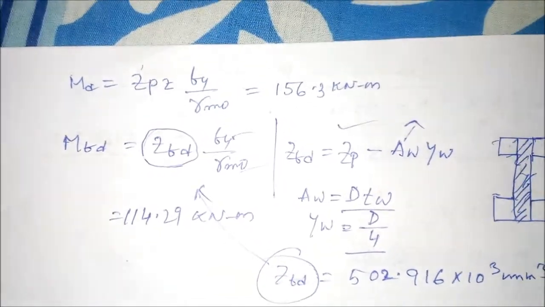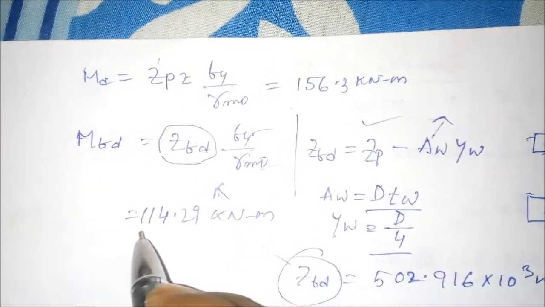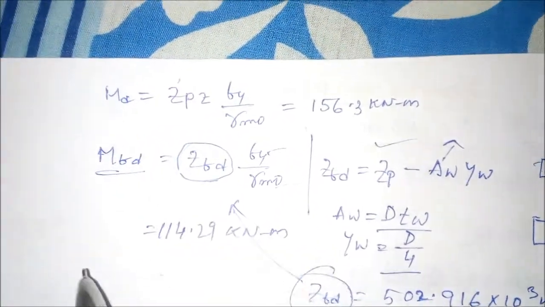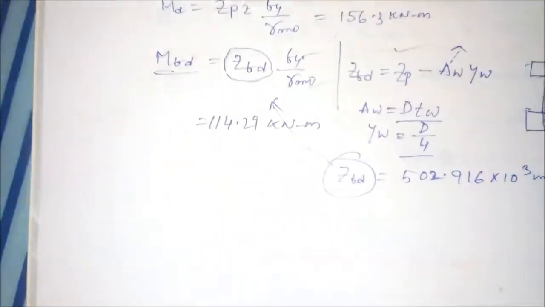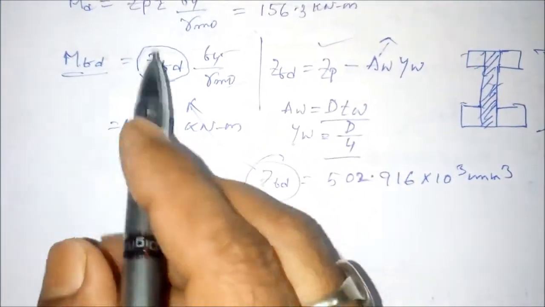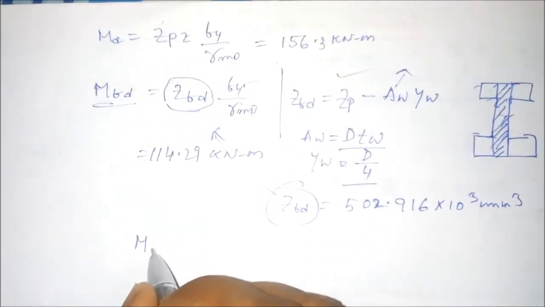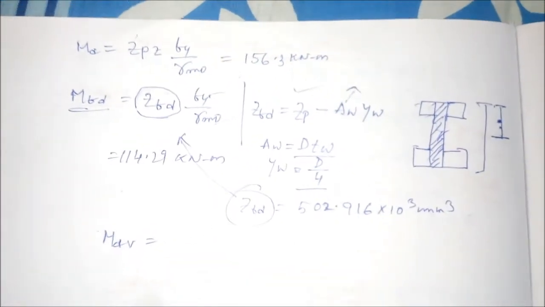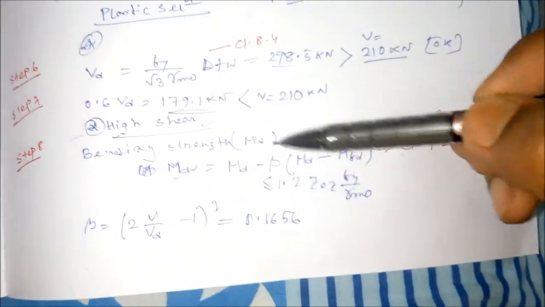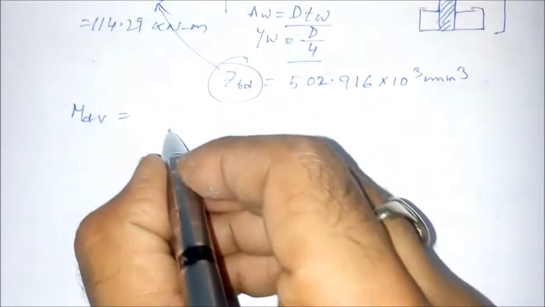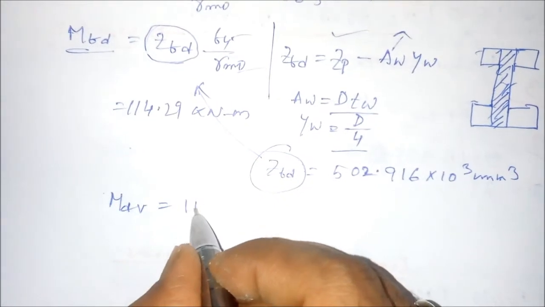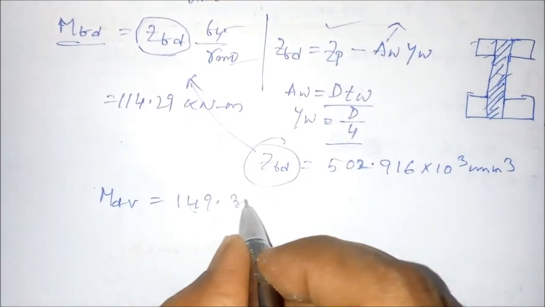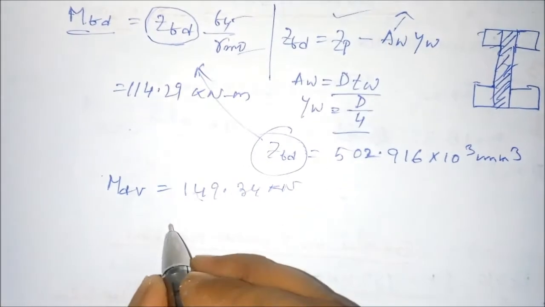Now if you put the Mfd value in that equation, you will be getting the design bending strength. Because we are using the Md, suppose let us use this as Mdv, and put all the values in the last equation. That is this equation. If you put all the values in this equation, you will be getting the design bending strength equals to 149.34 kilonewton.